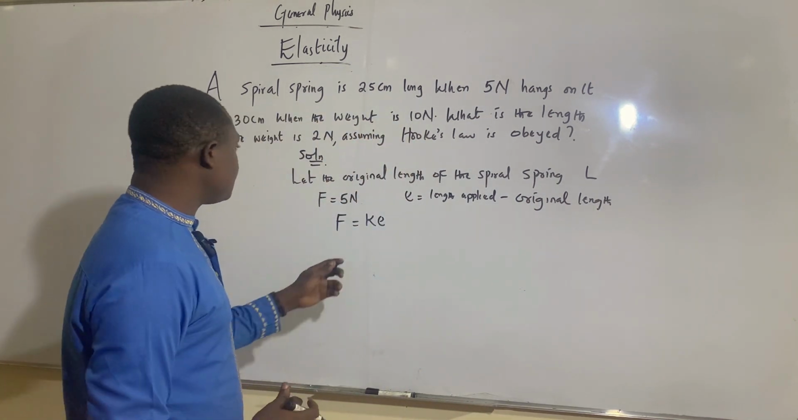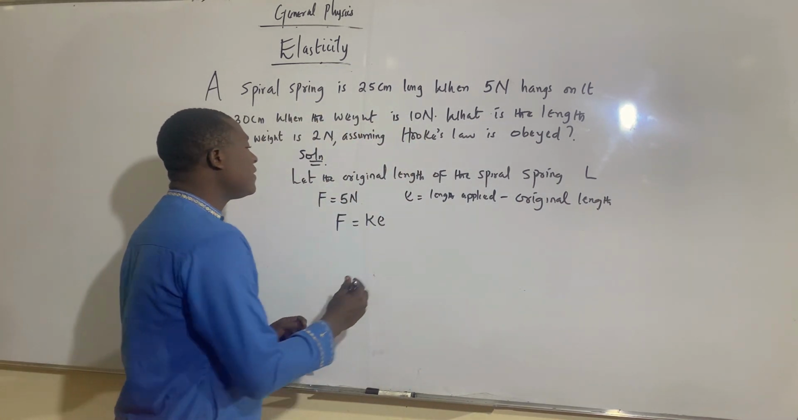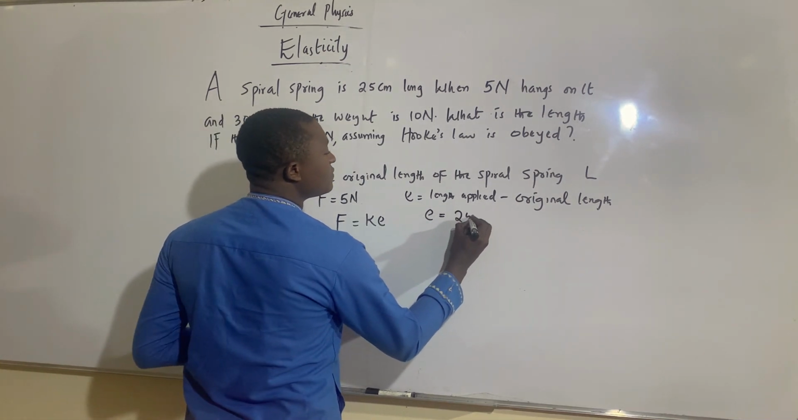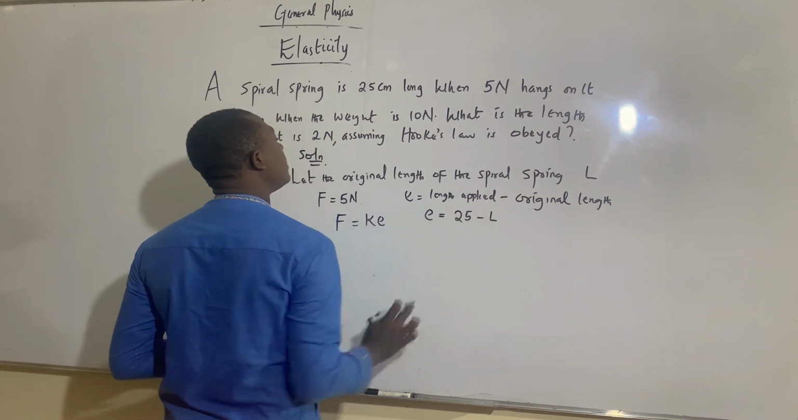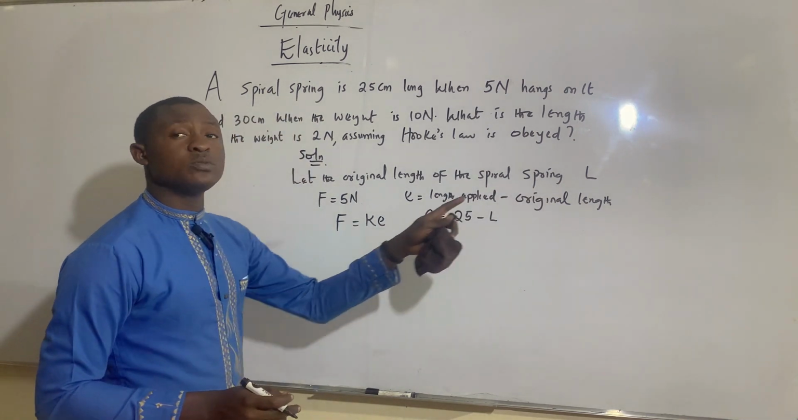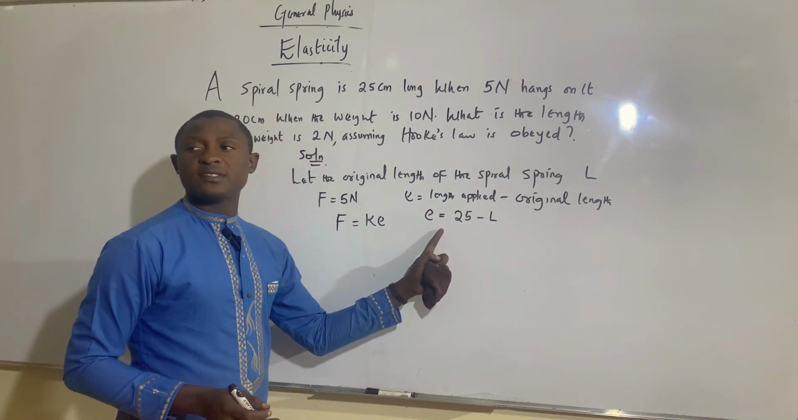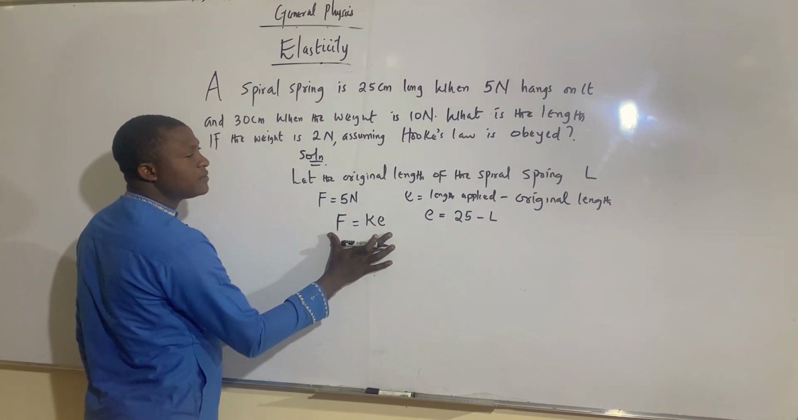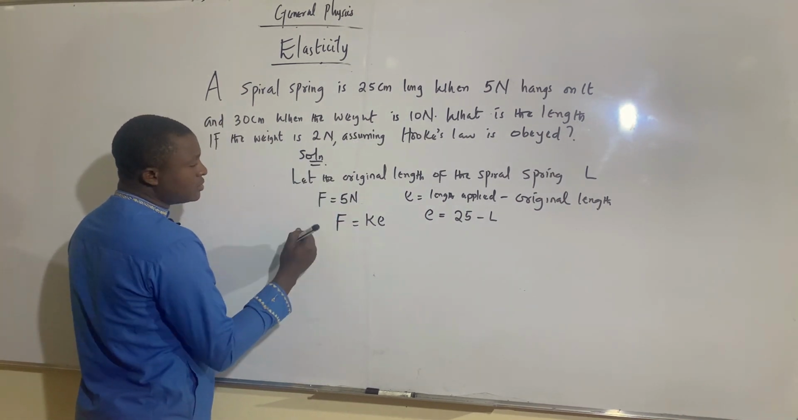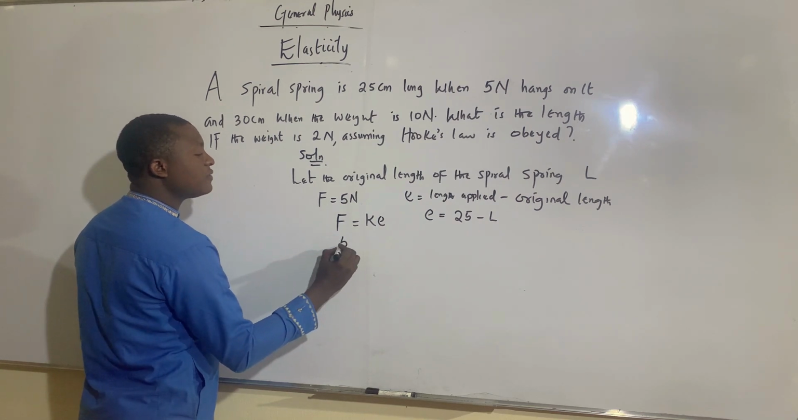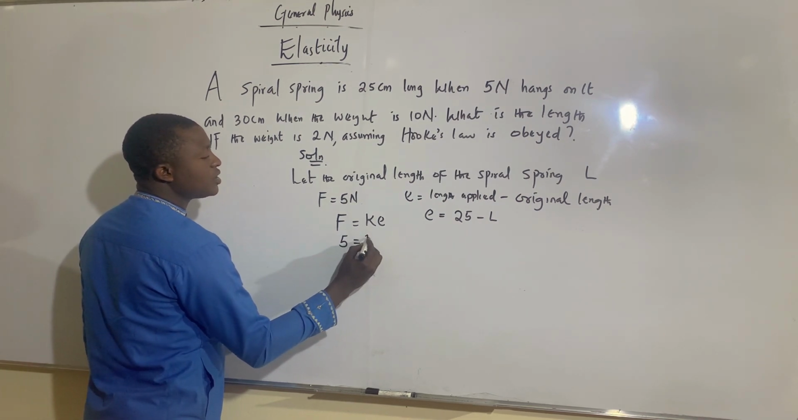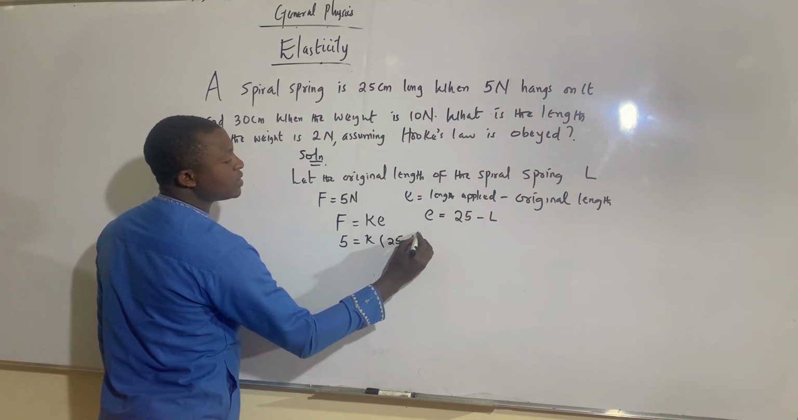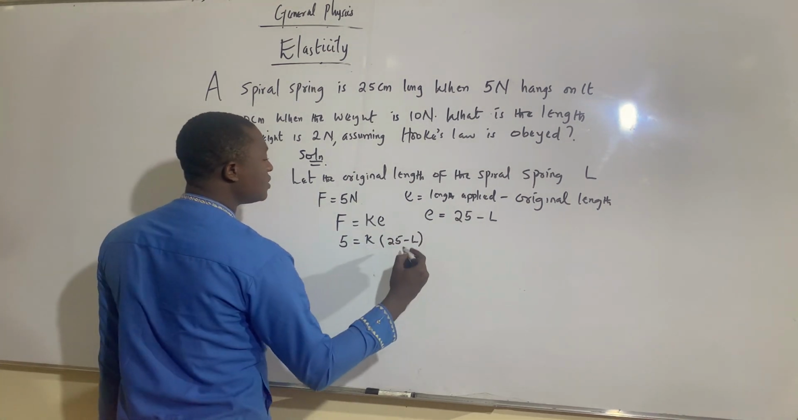So now going to the formula. If I want to write the extension here, the first one we are given, the value is going to be 25 minus, since we let our original length of the spiral spring be L, so we are going to have that extension there to be 25 minus L. So going to this formula for the first case, the first condition given, our force is 5, I can have 5 is equal to K. So my extension here is 25 minus L. Now I can call this equation 1.